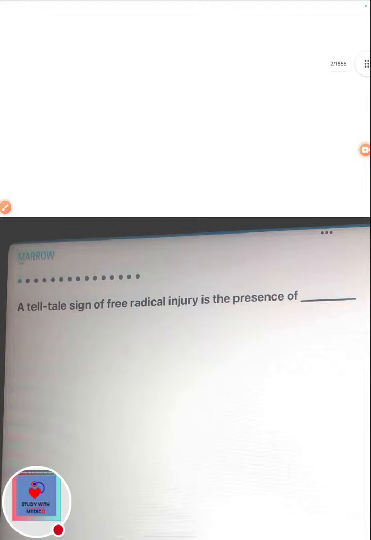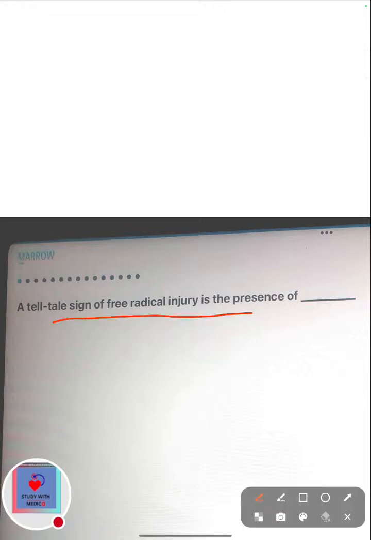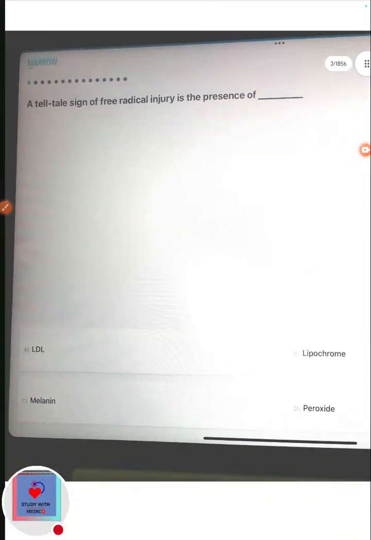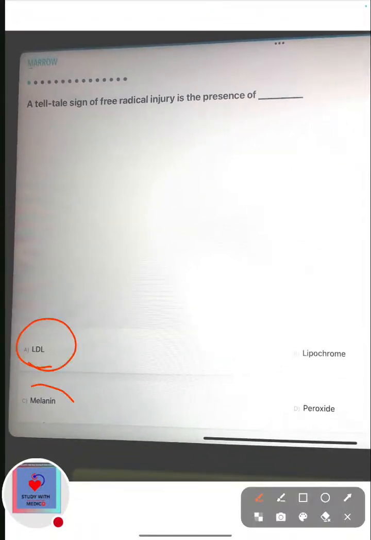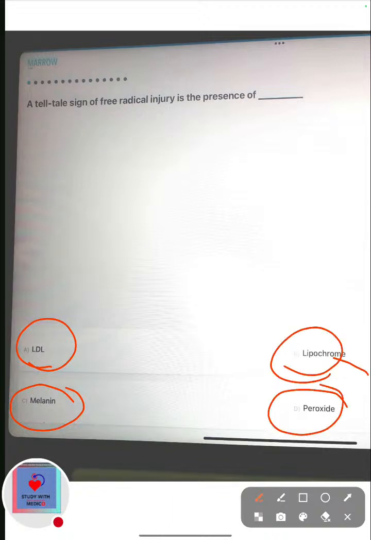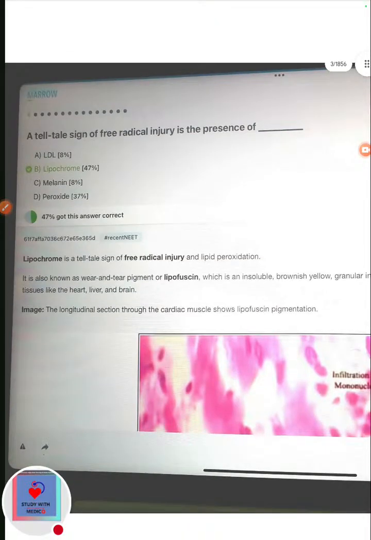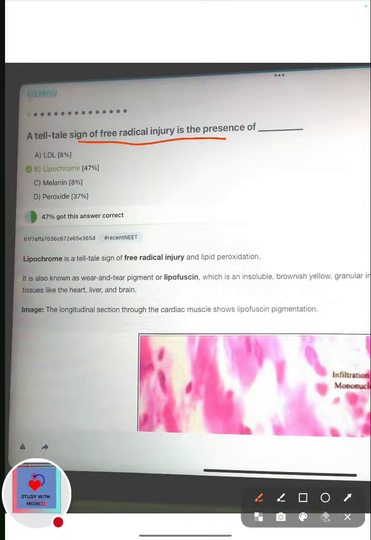The first question is: a telltale sign of free radicals is the presence of dash. The options are LDL, melanin, lipochrome and peroxide. So what is the telltale sign of free radical injury? The answer is lipochrome. A telltale sign of free radical injury is the presence of lipochrome.